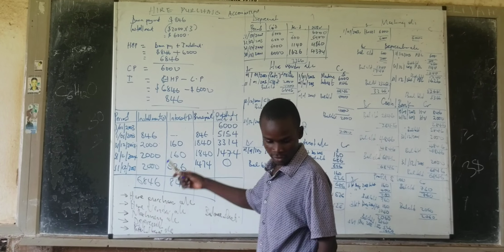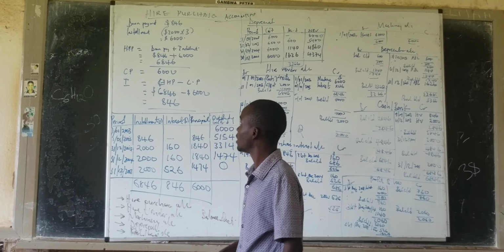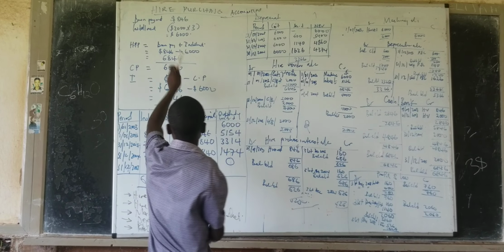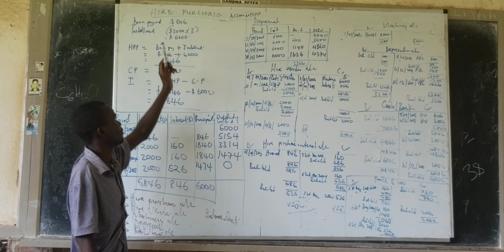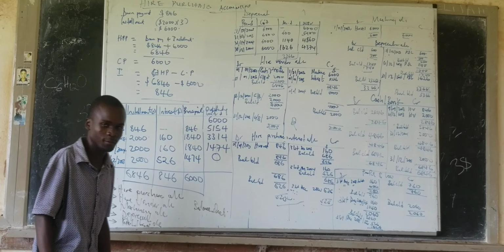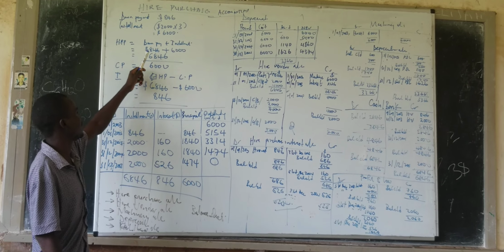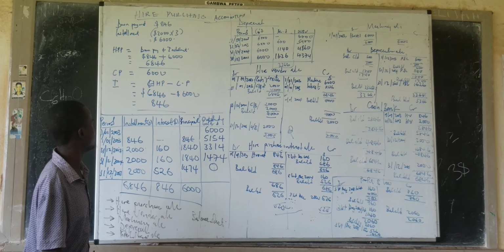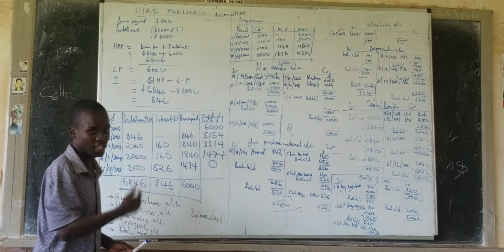Now, of course, an investment company purchased machines on hire purchase over a period of 3 years. This is the down payment, and these are the installments. The installments were 3, that is 2,000 times 3, which is 6,000. And we know the hire purchase price equals the down payment plus the total installments, giving you 6,846.